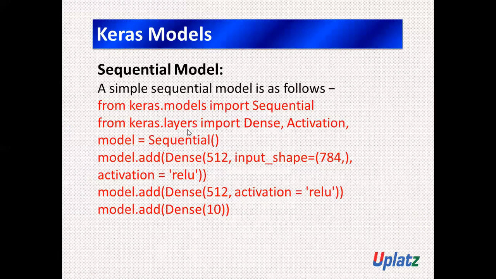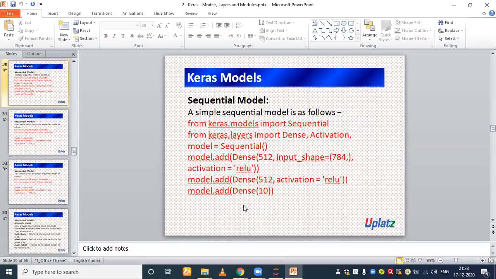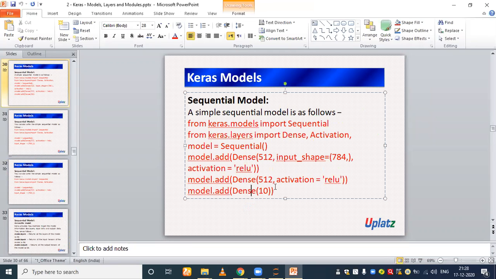So a simple sequential model is as follows. You can write a simple sequential model with the help of this code. I have explained each of these lines of code in detail. You might think, is it difficult to create a sequential model? No, it's not difficult. Can you see this one? Using just a few lines of code, you can easily create the sequential model.